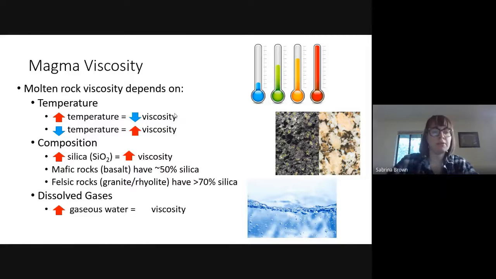And then as we increase the amount of gaseous water in our molten rock, we actually decrease the viscosity. So as you increase the amount of gas in your magma, you're going to make it flow more readily, right? Less sticky, more flowy. And that's because that gaseous water actually helps to break apart those silica chains, which are increasing viscosity, right? So with temperature, if you increase temperature, you decrease viscosity. If you increase silica, you increase viscosity. And if you increase gaseous water, you decrease viscosity.